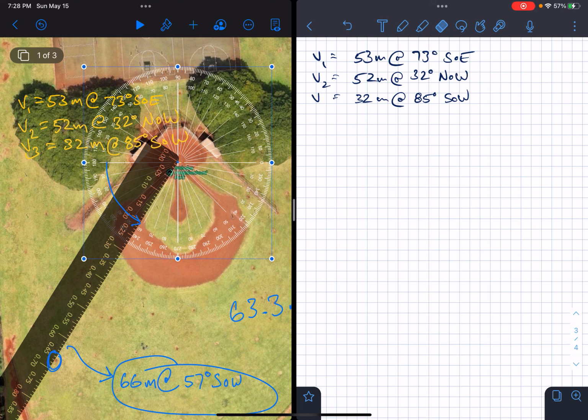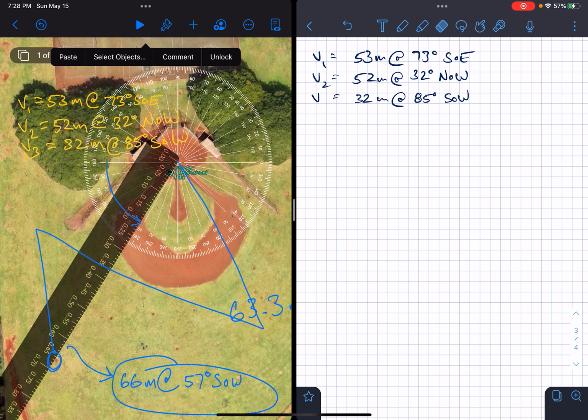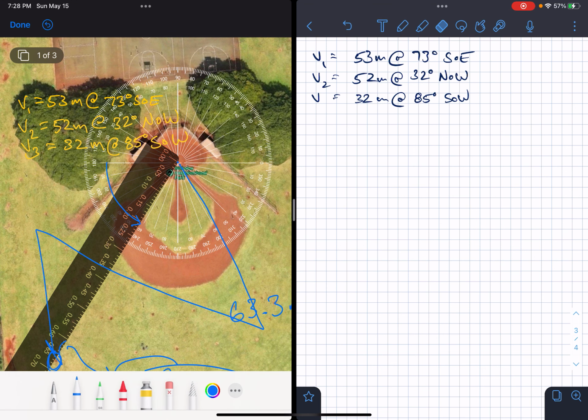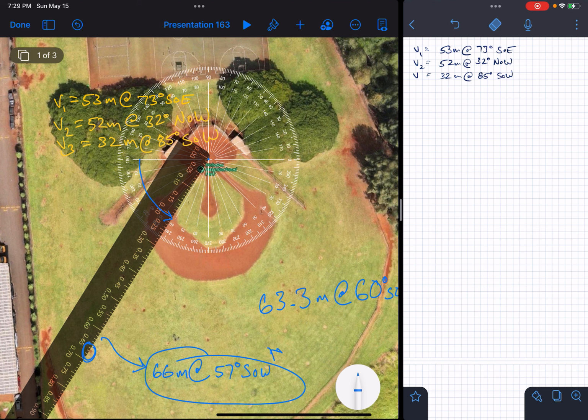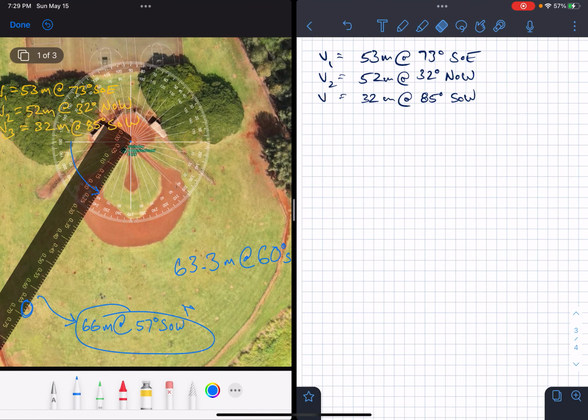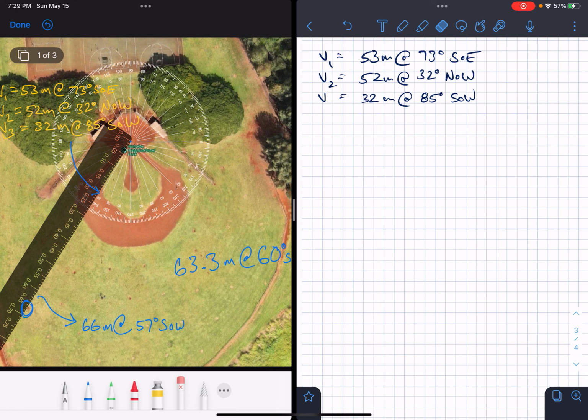What we found was that we added up all these different vectors. We had gone from home plate right here to someplace down here, and then up there, and then down here to this third point. We measured all those vectors, and the result of all of them, at the bottom right here, is 66 meters at 57 degrees south of west.